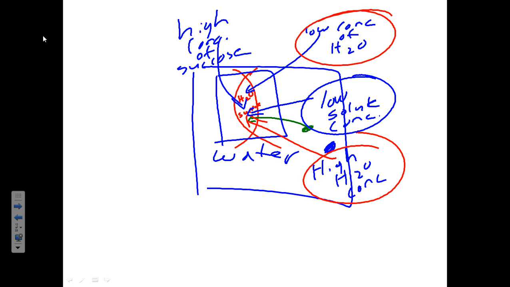Remember, what are solutes again? What's a solute? Yeah, it's just like sugar, salt. It's something that dissolves in the water. So if there's less things dissolved in the water, that means there's a lot of water there. If there's a lot of things dissolved in the water, that means there's not as much water, right? So two different ways of saying the same thing.